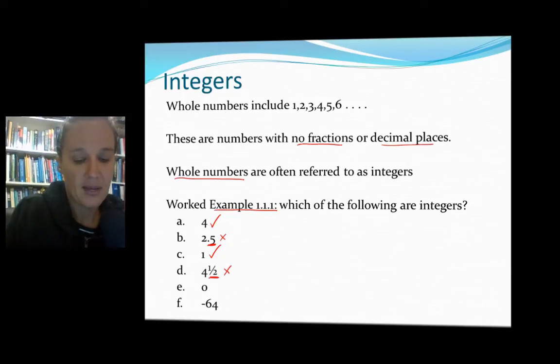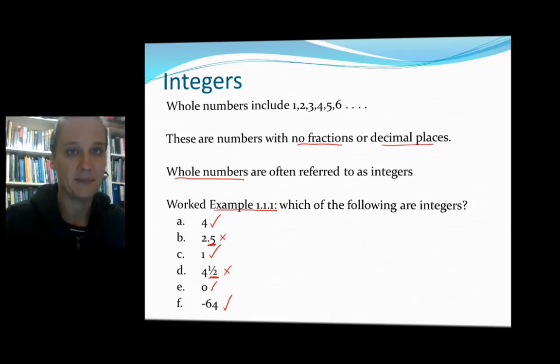For E, we have 0. This one is a whole number. And for F, -64. Again, this is a whole number. Don't let the negative sign confuse you there.